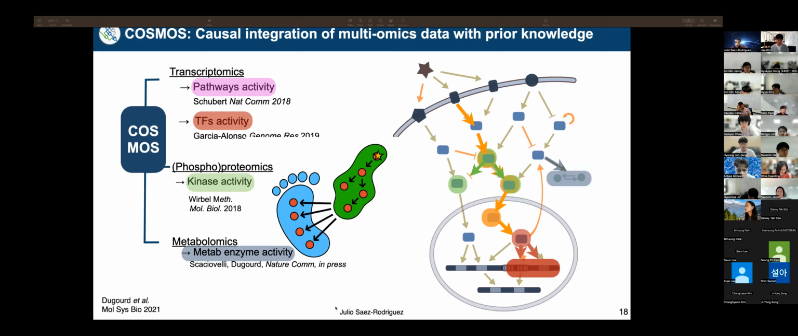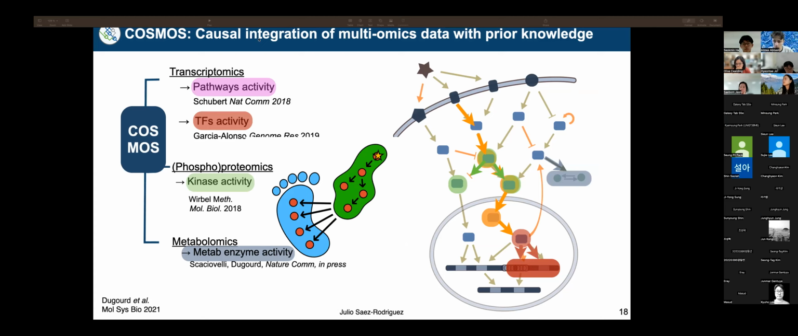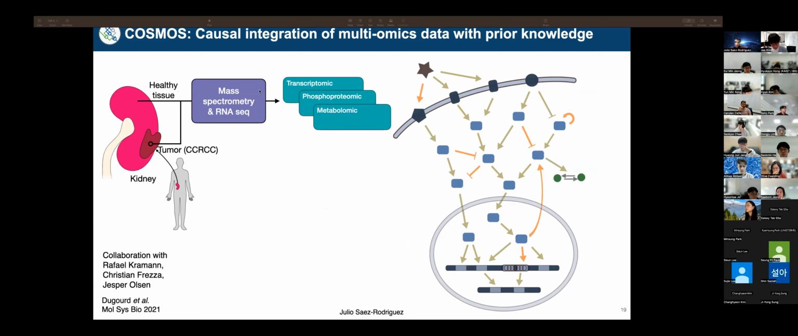But now, how do we bring this back to the omics data, and in particular to multi-omic data? I told you before that from transcriptomic, phosphoproteomic, and metabolomic data you can estimate key molecular activities. Then what we do next is project this into a network and use this integer linear programming to find the causal paths that connect them. For this, we have a framework called COSMOS, which stands for Causal Integration of Multi-Omic data with prior knowledge. So the idea is what I showed you before, of solving this path problem with ILP.